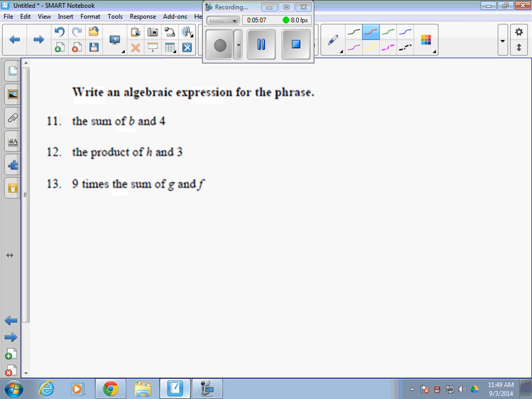Write in algebraic expressions for each of these. The sum of b and 4. Sum means plus, so b plus 4.